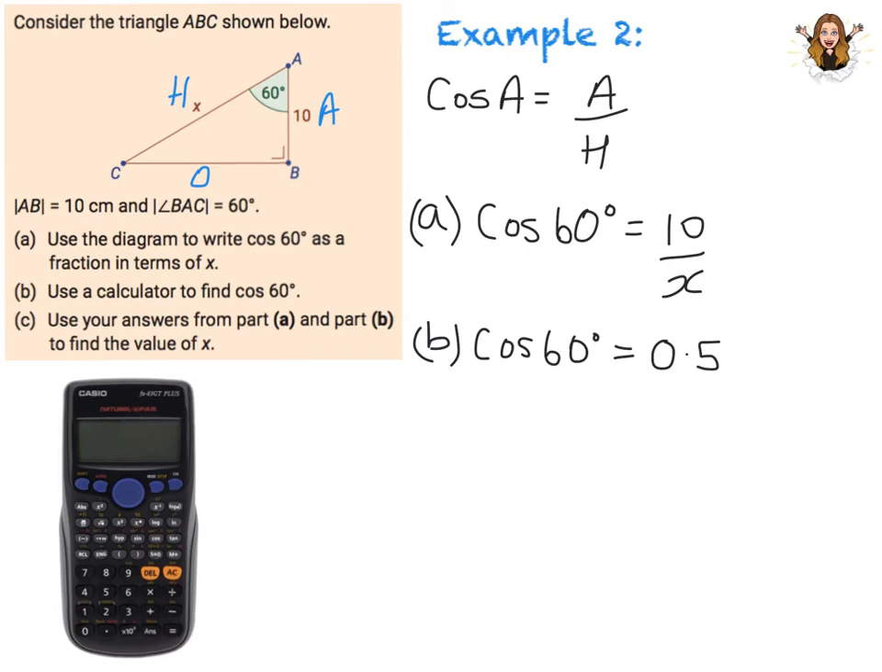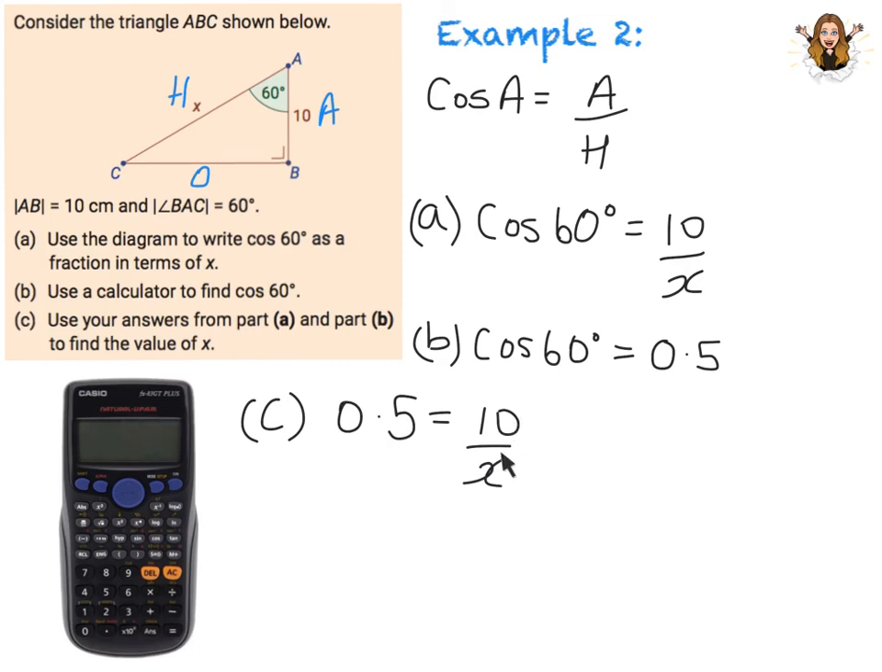Now we move on to part C, and it says use your answers for part A and part B to find the value of x. So they're basically asking us to do the same thing as the last example, substitute in 0.5 for cos 60, and that will give us what x is. So let's do that now. We'll say cos 60 is basically 0.5, so 0.5 equal to 10 over x. Because all I did there was, I know that cos 60 is the same as saying 0.5, so I just put 0.5 in here instead. And then I kept my 10 over x.